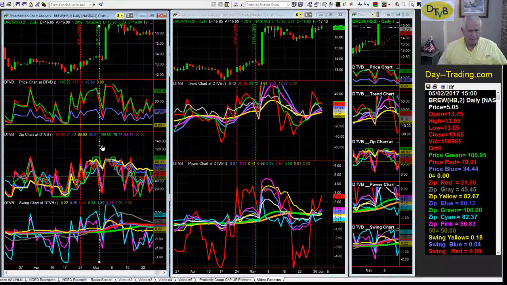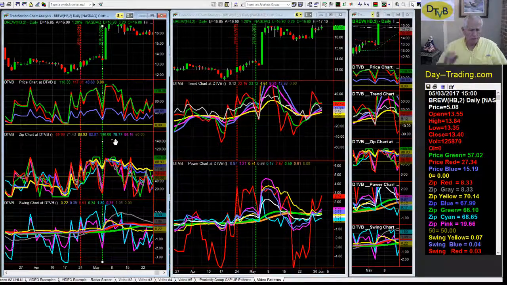On this vertical green line day, zip green is at 100, and you hardly ever see this. Red spikes are very typical on this day right here, the day before the big green candle. And there, again, we're qualified: zip yellow down, zip red down, yellow above 50, red below 50. We also have red in a low angle down, which means that it should go up for sure the next day.